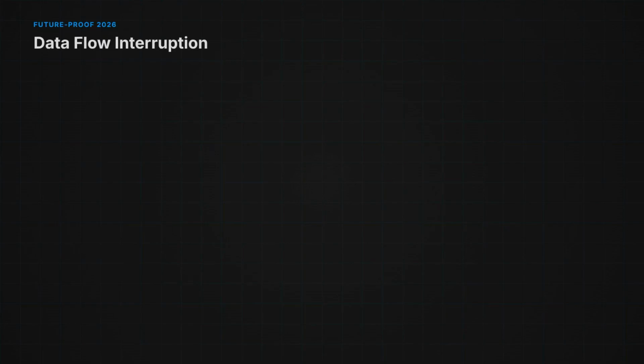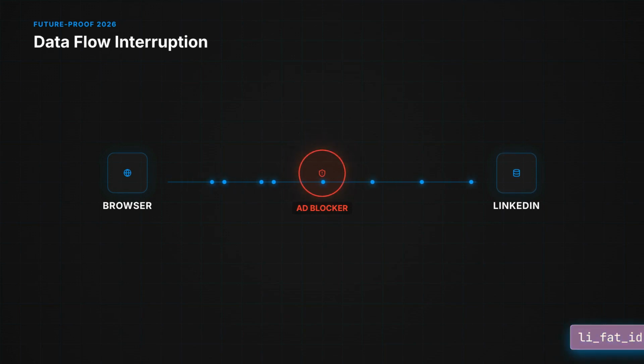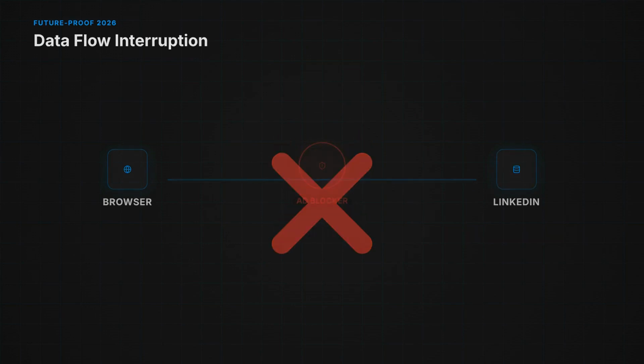Ad blockers are particularly prevalent in B2B audiences. Technical and executive users block more than average. The LinkedIn Click ID, li_fat_ID, expires and gets lost before conversion in many setups. The complete solution combines server-side CAPI for reliable real-time events and CRM offline conversions for revenue attribution.